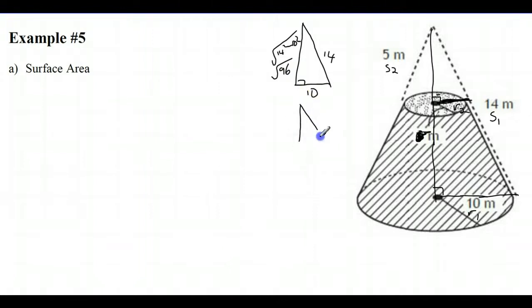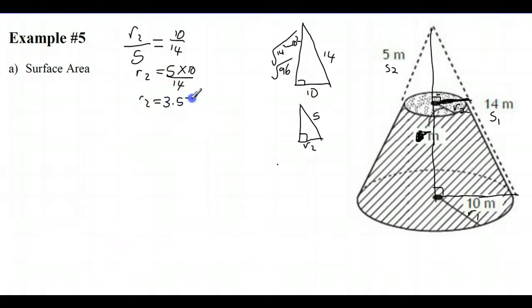This other triangle has a slant height of 5, and this is R2. So we're going to set up similar triangles, right? We are going to say that R2, the base of this triangle, is to its height. So let's go over here. R2 over 5 must be in the same ratio as 10 over 14. So R2 is 5 times 10 over 14. R2 is 3.571... Never round.